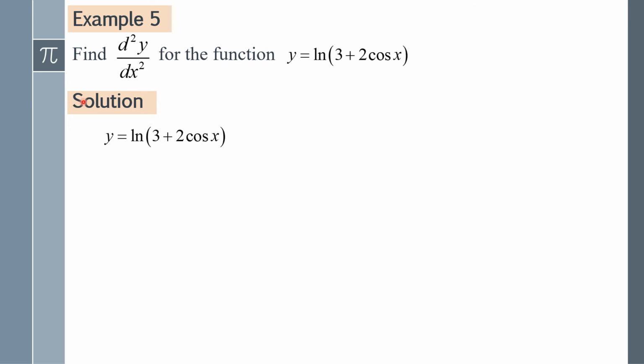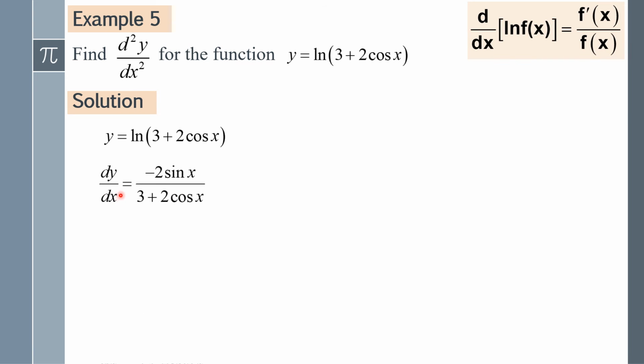Example 5. Find d²y/dx² for the function y equals ln(3 + 2 cos x). For this question, we need to differentiate up to the second derivative. How to differentiate y equals ln(3 + 2 cos x)? By using this formula, we get dy/dx equals negative 2 sin x over 3 plus 2 cos x.